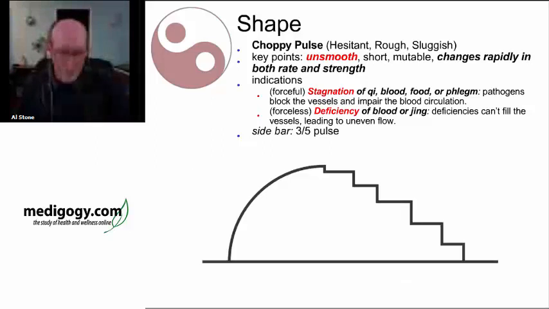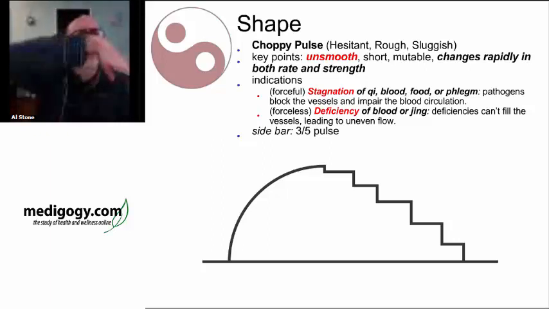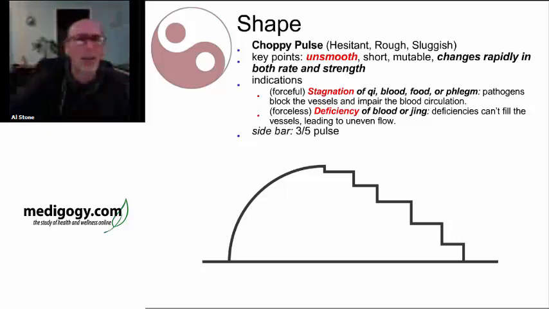The way I kind of discovered the choppy pulse is it looked like this. It rose normally, but on the way down it had steps. Sure enough, the tongue was purple, and she had some blood stagnation issues down yonder.